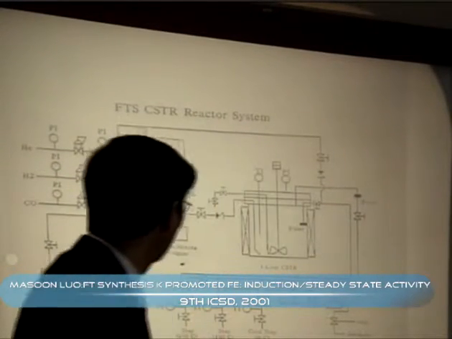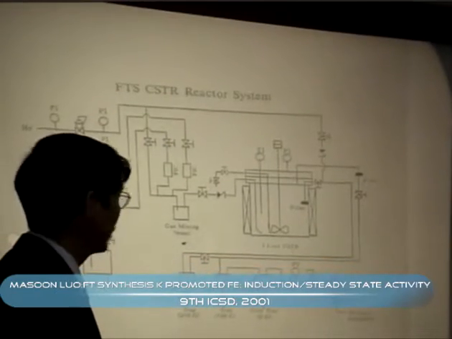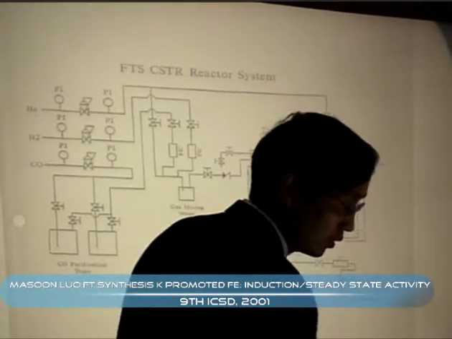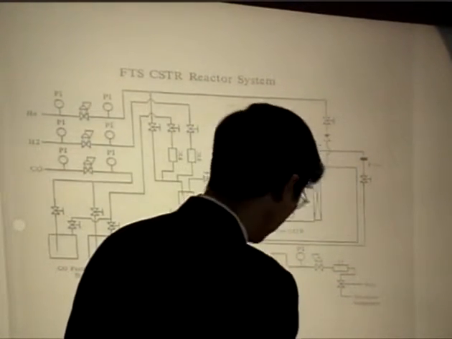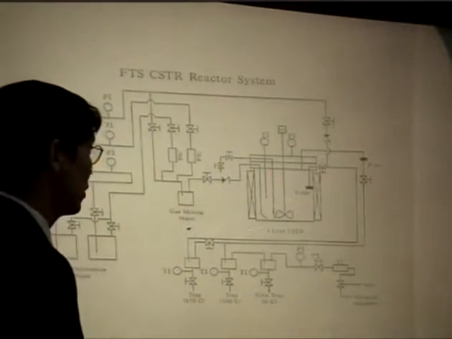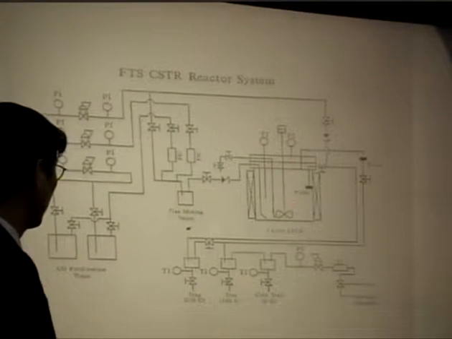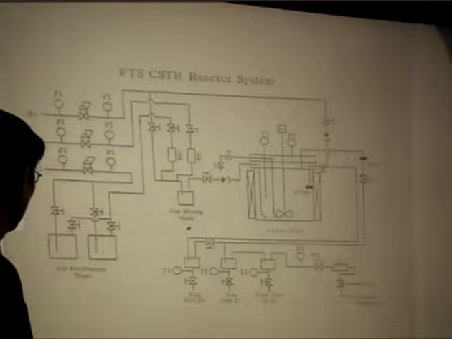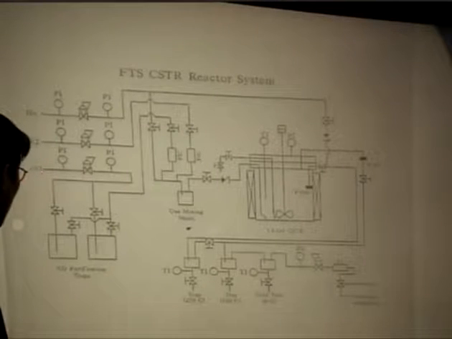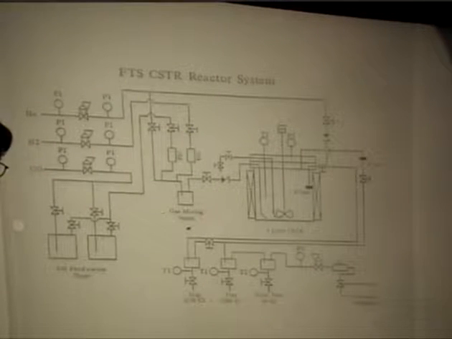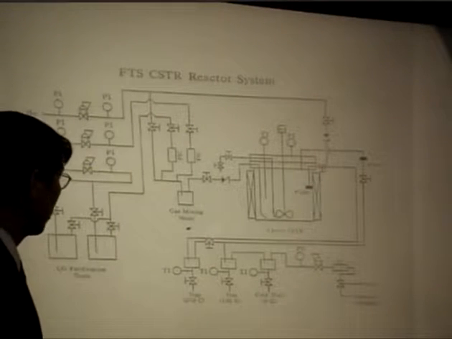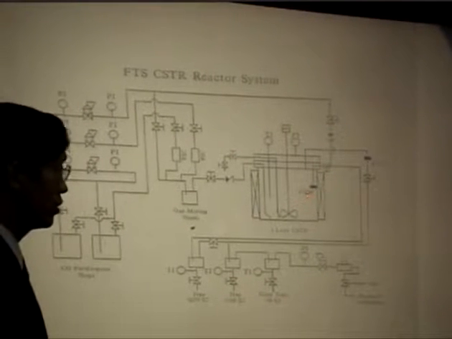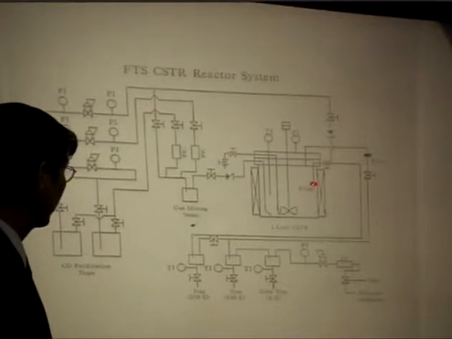This is the flow diagram of the reaction systems. Actually, we use the CSTR, as shown here. We use the simulated syngas system from pure CO and hydrogen, mixing in this vessel. The sample is from the vapor phase, as shown here, and the wax from the bulk phase right after the filter here.